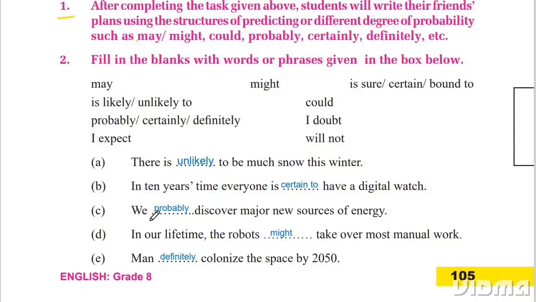Question C. We probably discover major new sources of energy. Probably. We are not 100% sure though. D. In our lifetime, the robots might take over most manual work. Last one, man will definitely colonize the space by 2050, or you can write man will not colonize the space by 2050.